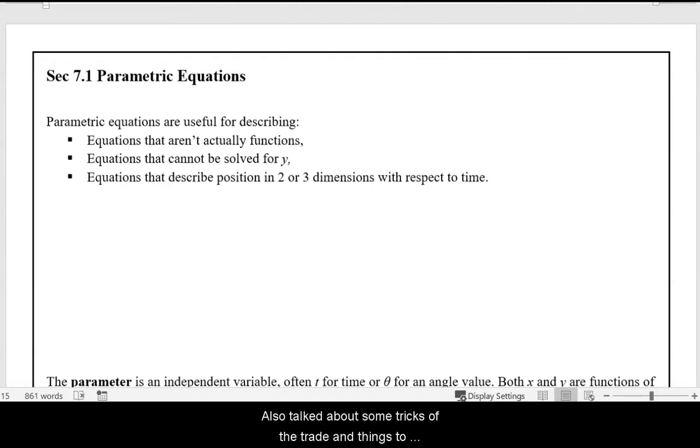We'll also talk about some tricks of the trade and things to make it easier to do these calculations using a graphing calculator or an online calculator such as Desmos. First, let's discuss what parametric equations are useful for.